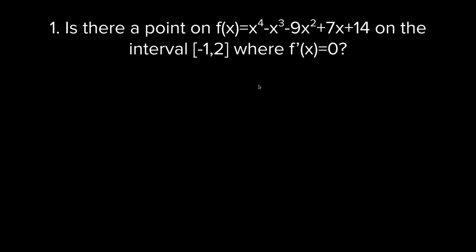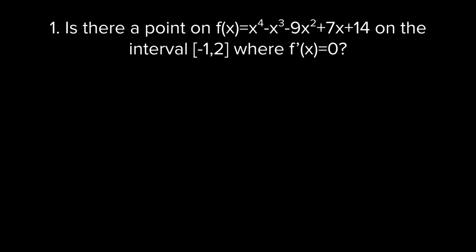f of x equals x to the 4th minus x cubed minus 9x squared plus 7x plus 14 on the interval -1 to 2, and this is in a closed interval, where f prime of x, or the derivative of x, equals 0. So what this is saying is, you take this complicated function, and you want to find if there's a point on the function on this closed interval where the derivative is equal to 0.